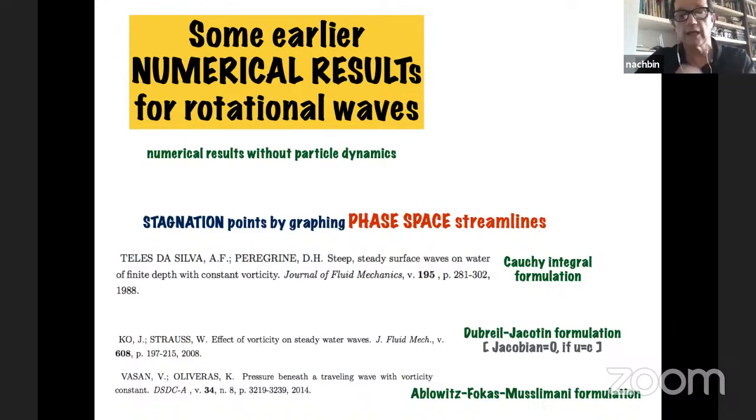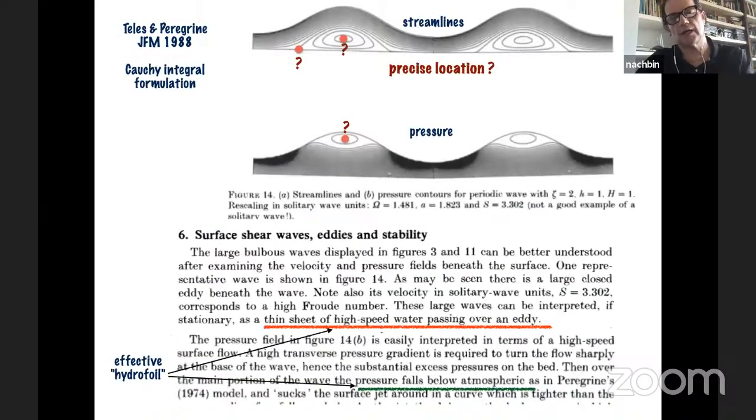Let me show you some graphs and comment about the things that Teles da Silva and Peregrine had already mentioned in 1988 and that Adrian Constantin brought to our attention. So here's a picture from their 1988 paper, and they show these recirculation zones, regions, where one can see that there is a recirculation zone. In this case there are going to be 3 critical points, 3 stagnation points, which is a center and 2 saddles.